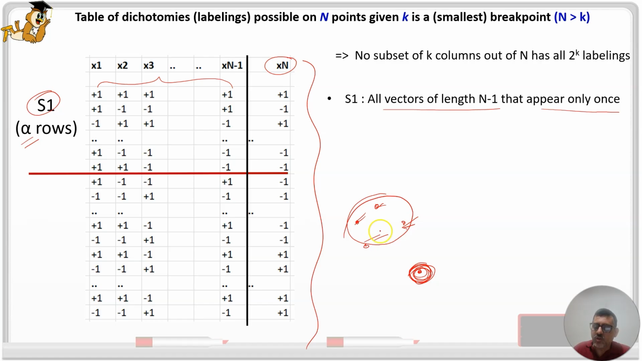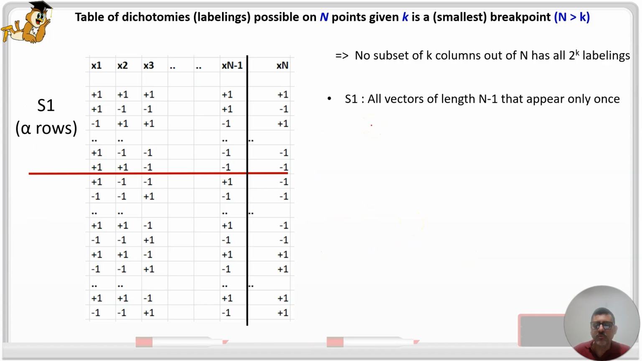Of course, there will be certain rows where for some labelings of these n minus 1 points, this point can be made either plus 1 or minus 1. Both of these dichotomies would be supported. So that would be the other set. But S1 is the set of all vectors of length n minus 1 that appear only once in this overall table. In other words, for these rows, both values of xn are not possible. Only one value of xn is possible.